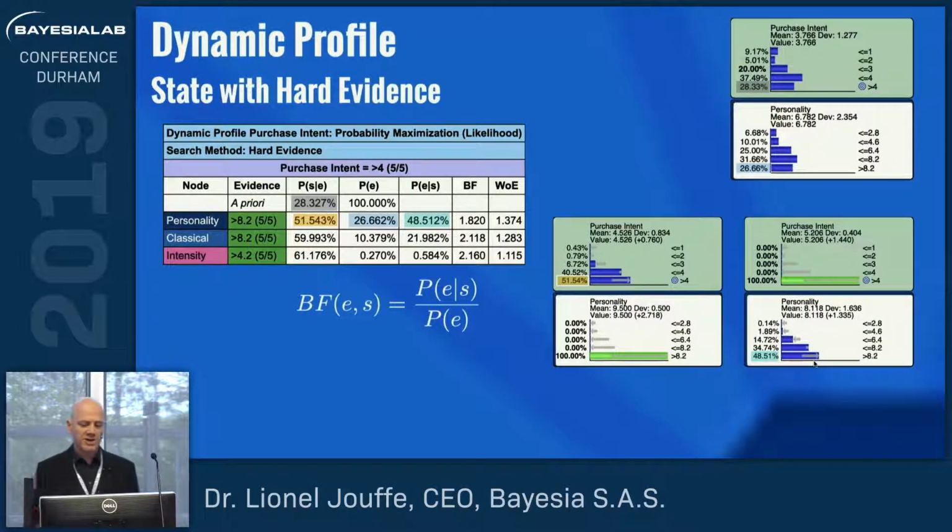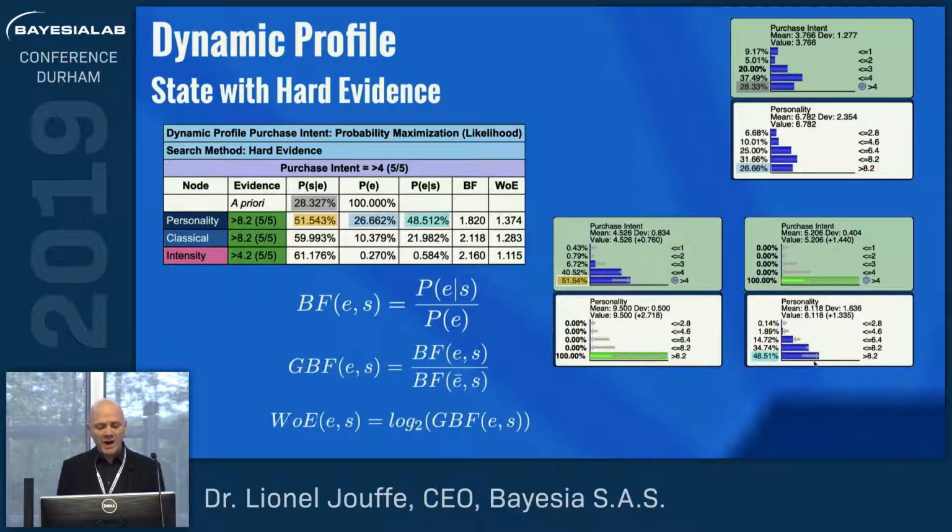This is just the ratio between these 2 probabilities. And you have also the generalized Bayes factor, which is the ratio between the Bayes factor of this evidence and this state, and also the Bayes factor of the negation of this evidence and this state. This generalized Bayes factor is kind of useful. We're going to talk about this one in a few minutes too. And when you use the binary log of this metric, you have what we call the weight of evidence. So this is what you have now here in this column.